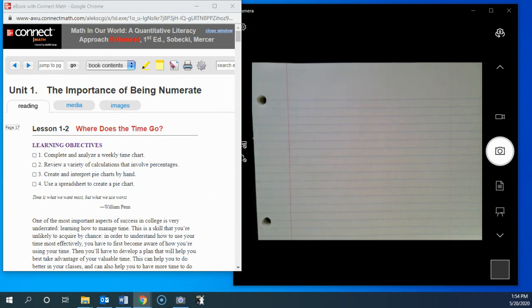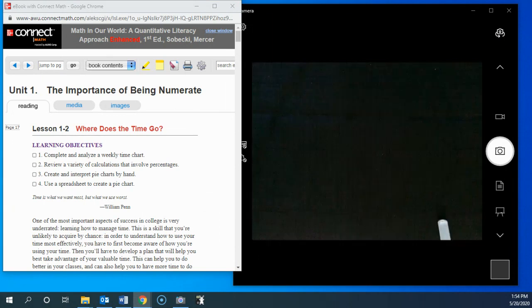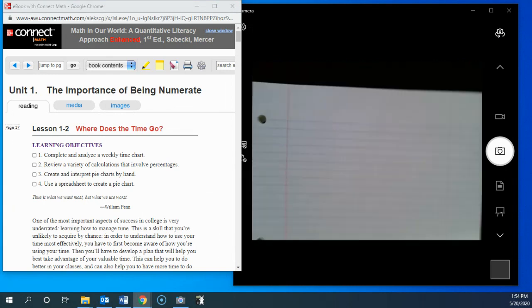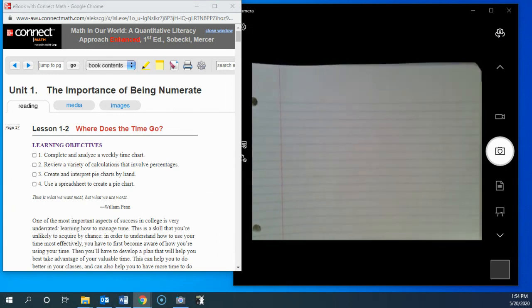Okay, class, now we're starting section 1.2, which starts on page 17. And it says, where does the time go? We have our learning objectives. We're supposed to complete and analyze the weekly time chart, review a variety of calculations that involve percentages, create and interpret pie charts by hand, and use a spreadsheet to create a pie chart.